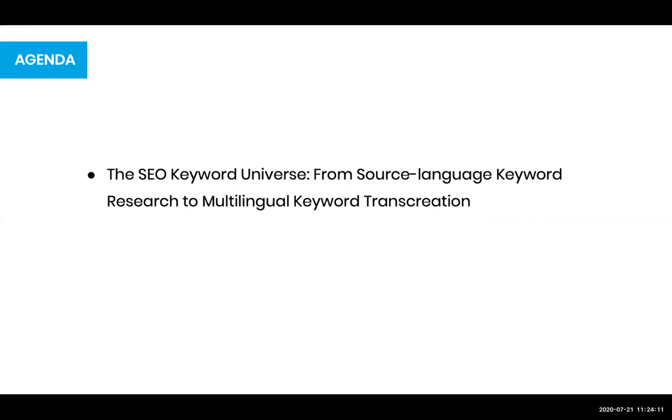Everything starts with keyword research for SEO. So you need to understand, once you have developed your buyer persona templates, who are these people? How are they searching for the stuff that you are offering out there? When it comes to global SEO, you need to do source language keyword research, and then you need to properly transcreate those keywords into the target languages. All right, let's take a look at that.